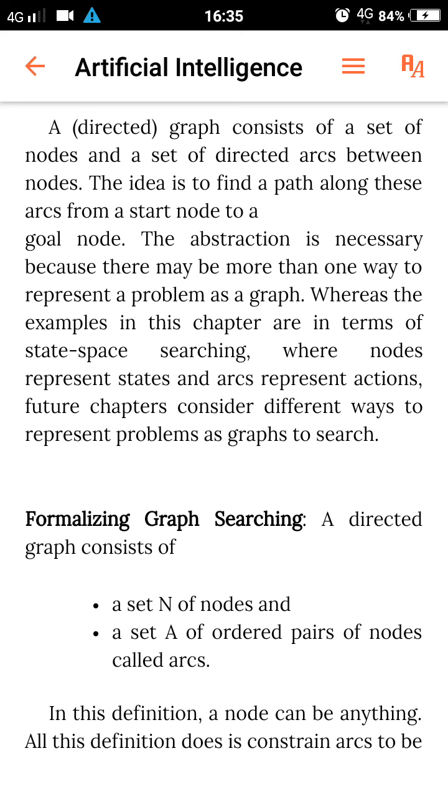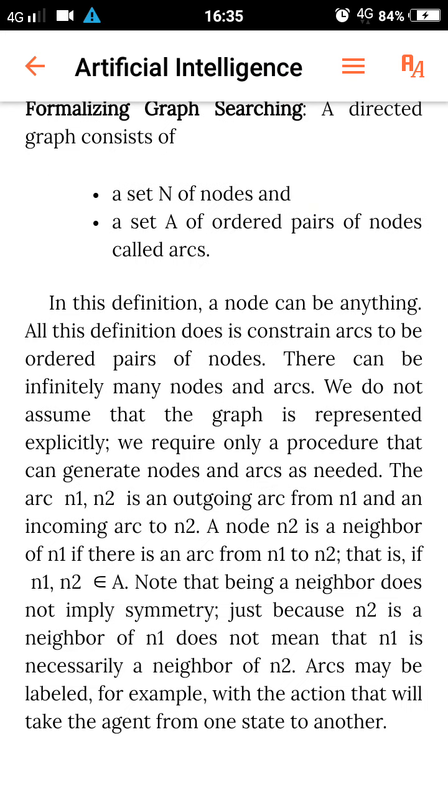Formalizing graph searching. A directed graph consists of, number one, a set N of nodes and, number two, a set A of ordered pairs of nodes called arcs. In this definition, a node can be anything. All this definition does is constrain arcs to be ordered pairs of nodes. There can be infinitely many nodes and arcs.